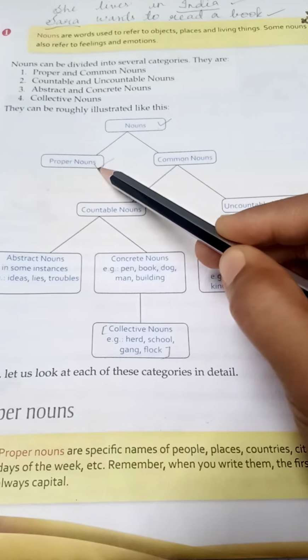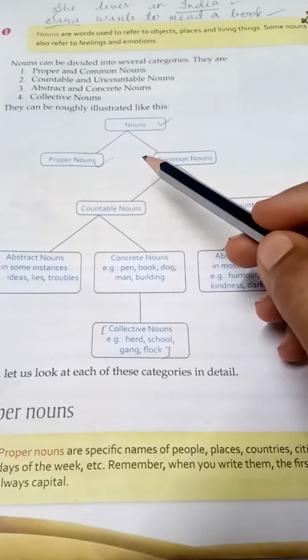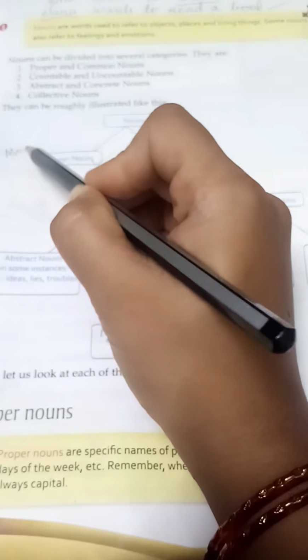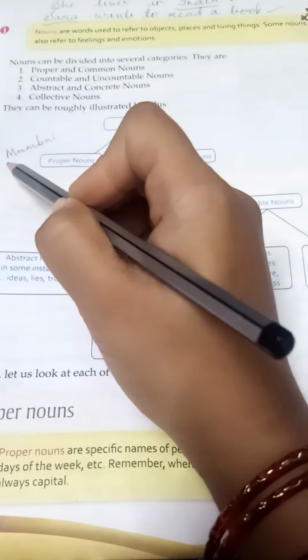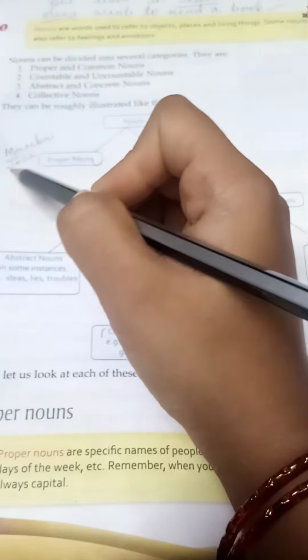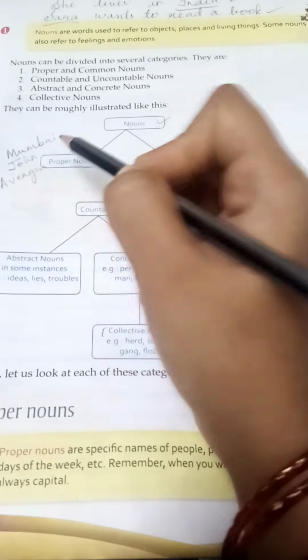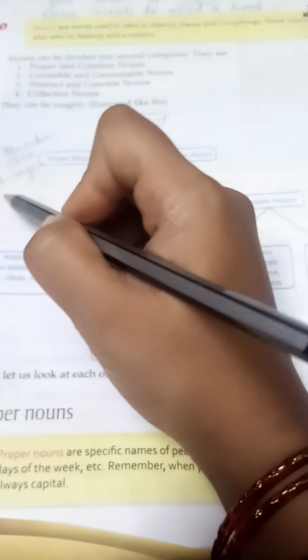What is a proper noun? Proper noun is something which is very specific in its nature. Like for example, Mumbai. Or it may be a name of a person, John. Or name of a movie, take it Avengers. Or it may be a name of a place, like take it India.